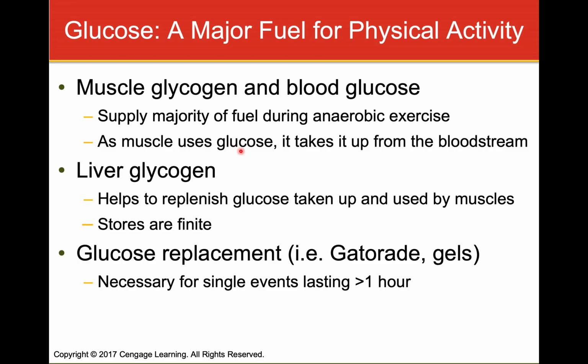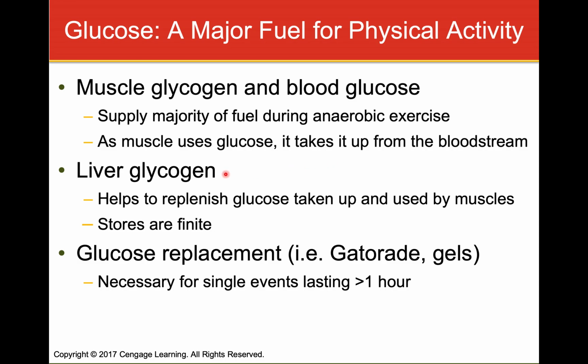As muscle uses glucose, our muscle uses the glycogen that's stored in the muscle. It takes it up from the bloodstream. So our muscle uses it, and then we use the glucose in our blood to replace it and continue to support the activity.